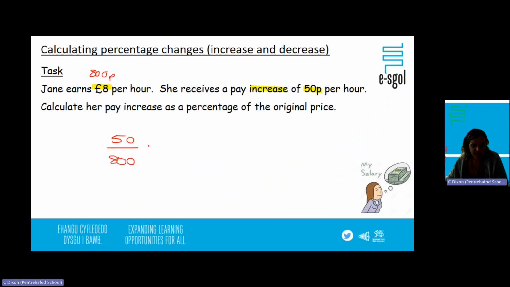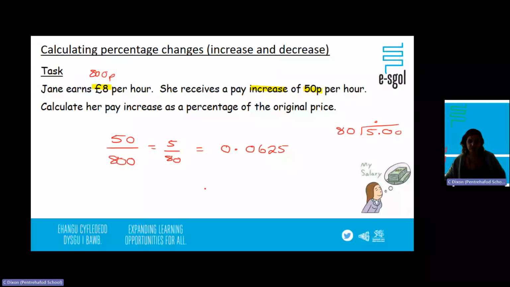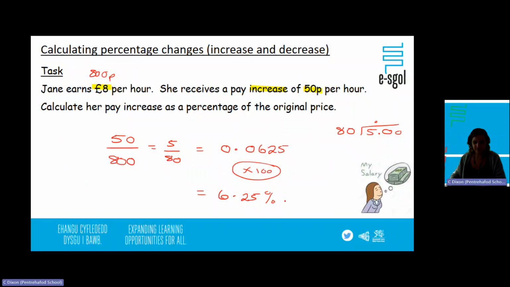Now I can divide both of those by 10, which takes me down to 5 out of 80. That makes the fraction look a little bit smaller for me. And then I can do the bus stop. I'm not going to do the bus stop here, but you can do the bus stop method. When you do 5 divided by 80, what you should have is 0.0625. That calculation is from the bus stop with 80 on the outside and 5 underneath. We then multiply by 100, and that gives me 6.25%. So that was your answer there.